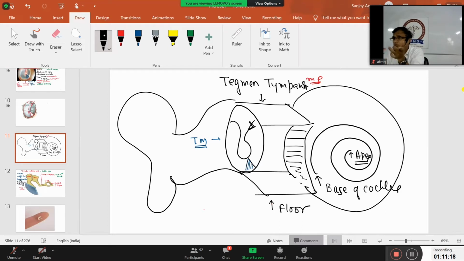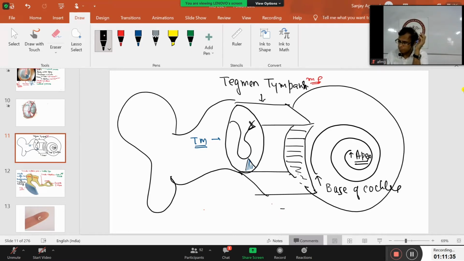So if I ask you, tegmen tympani separates who from who? It separates the temporal lobe of the brain from the middle ear. One side is middle ear, one side is temporal lobe. So it's very easy. Right. So this is about the roof.